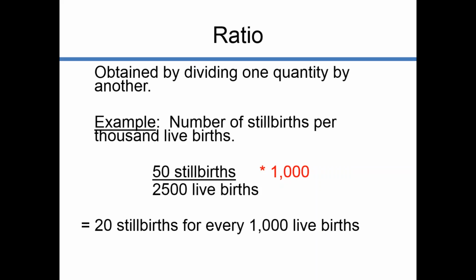Well, we do that in epidemiology. We multiply by some number. If it's a percent, we multiply by 100, and only 100, because you're not going to have more than 100% or less than 0%. But for something like this, you can say 20 stillbirths for every 1,000 live births. You can say 200 stillbirths for every 10,000 live births. Because if you don't multiply by 1,000, what do you have? You have 0.02 stillbirths for every 1 live birth. And that's just sort of a weird number. It doesn't resonate, 0.02 stillbirths. So that's why we multiply by 1,000.